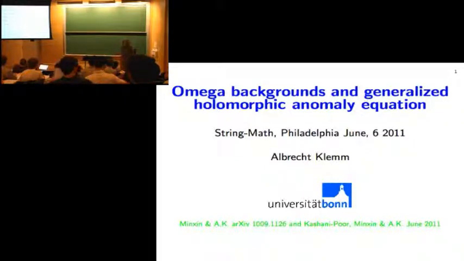Let me start by giving the plan of the talk. First we will see what these omega backgrounds are, and then we present this generalized anomaly equation, and then I explain basically how to solve it, and then we discuss applications to topological string and gauge theory, and then I present some conclusions. So what are these omega backgrounds?